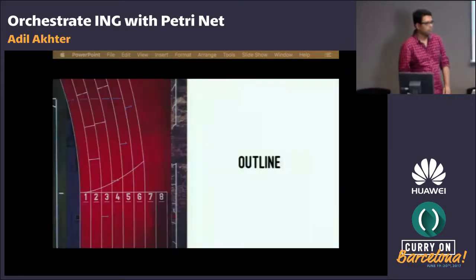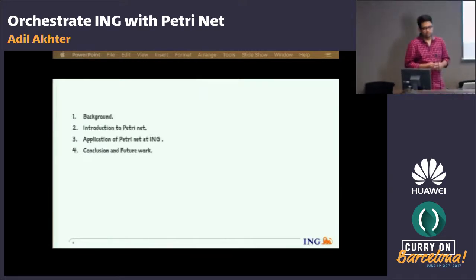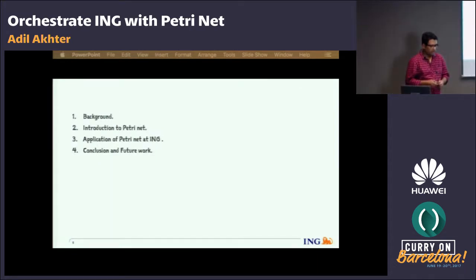So the outline of the talk is as follows. First, we're going to give you the problem that we're solving in today's talk. So give you a bit more context on what ING does and what kind of problem we are solving there. And then I'll give you an introduction to Petri Net just in case you don't know about it. It's a mathematical formalism for modeling concurrency and control flow. And then we'll move on to the application of Petri Net at ING. And finally, I'll conclude with some remarks and pointers to the future work that we're planning on doing on the project. So without further ado, let's get started.